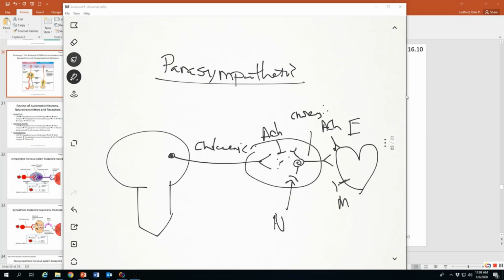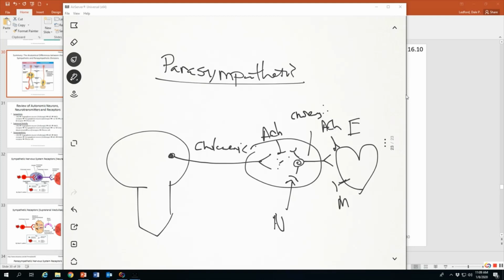Parasympathetics have a cholinergic neuron at the start, nicotinic, to the postganglionic neuron, which is also cholinergic. So that means parasympathetic uses only acetylcholine. And at the effector cell, acetylcholine binds to a muscarinic receptor on the effector cell. And I've drawn it out this way.